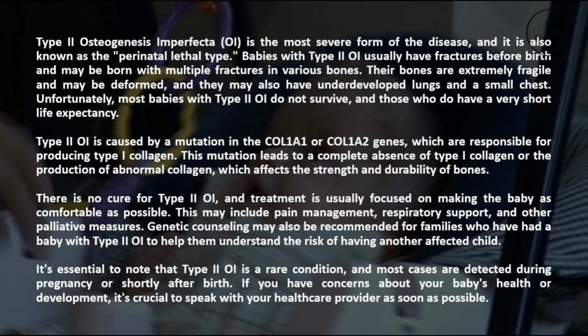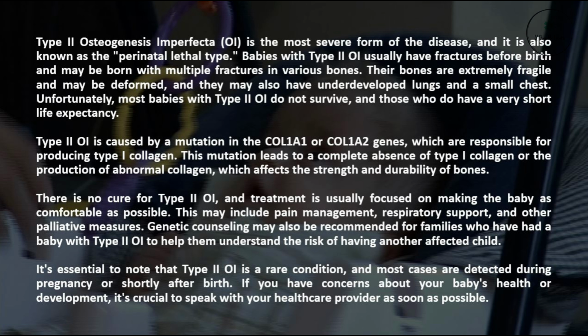Unfortunately, most babies with type 2 OI do not survive, and those who do have a very short life expectancy. Type 2 OI is caused by a mutation in the COL1A1 or COL1A2 genes, which are responsible for producing type 1 collagen. This mutation leads to a complete absence of type 1 collagen or the production of abnormal collagen, which affects the strength and durability of bones.